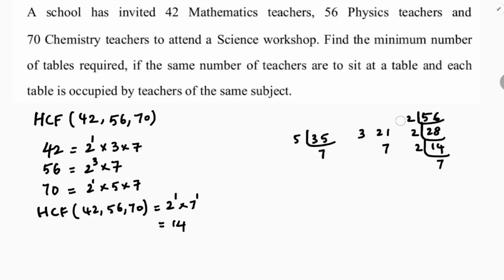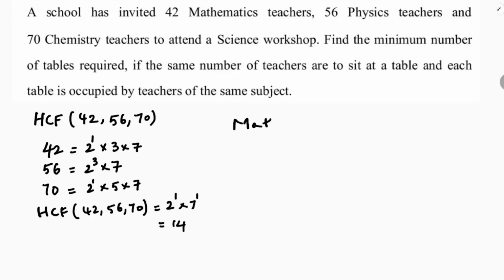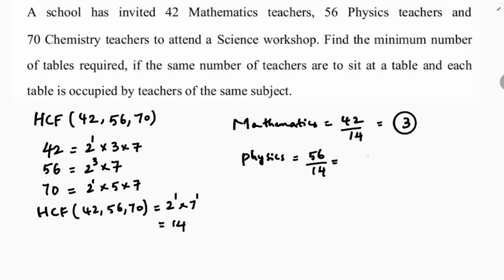So for tables required, the HCF is 14. So the number of tables required for mathematics teachers is 42 by 14. So 3 tables are required for mathematics teachers. Next, physics teachers. The number of physics teachers is 56 and on each table 14 teachers will sit. So we need 4 tables for physics teachers.